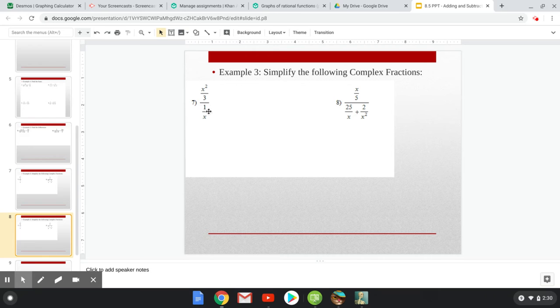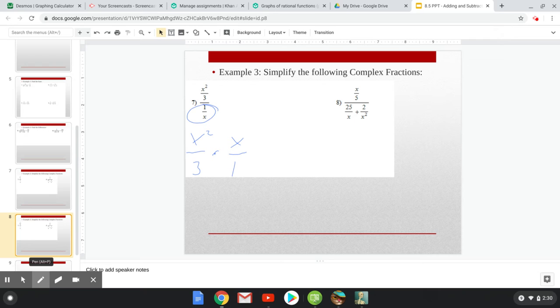A fraction is dividing. So we're going to do the same thing we did when we were dividing rational expressions, where we're going to flip and multiply. So I'm going to show you what that's going to look like. So we still have x squared over 3 on top, but then we're going to flip the denominator and multiply. So we're going to multiply by x over 1. So we're just going to flip the denominator.